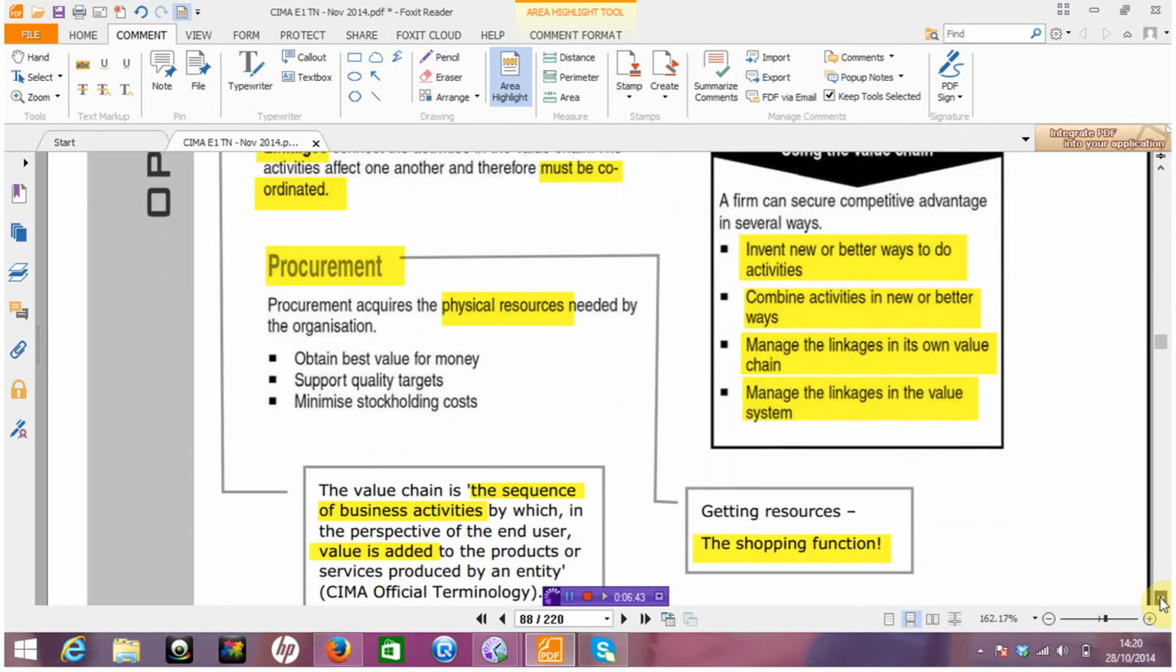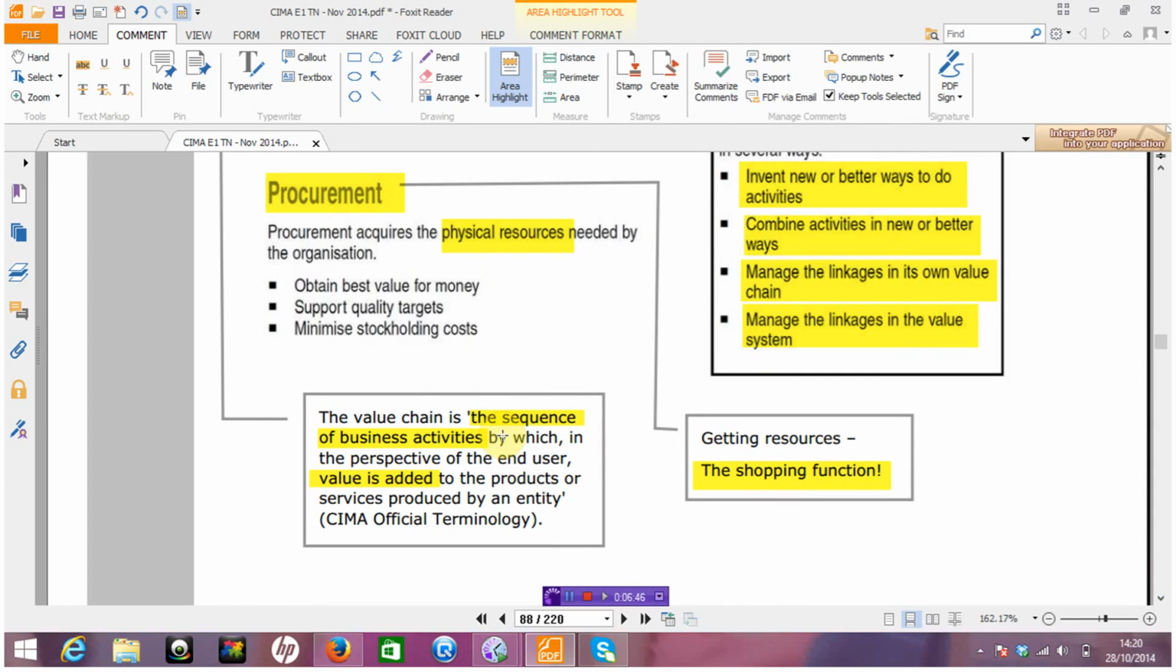Just down at the bottom of the slide here, they have CIMA's definition of the value chain, and again, pretty straightforward, just really a sequence of activities which in effect should add value, and if they don't, then those activities should certainly be stopped or improved in some way, shape, or form.